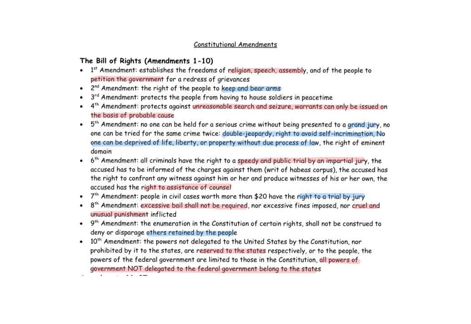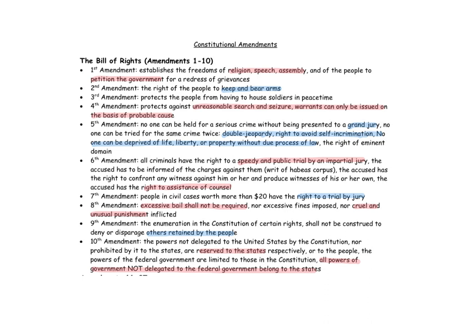The Fourth Amendment covers unreasonable search and seizure, so you've got to have good reason to stop somebody, search them and their property, and seize their property, and also warrants can only be issued on the basis of probable cause. So later on in the 20th century, we're going to get debates over Miranda rights, and you will have seen in television shows when somebody's arrested, you have the right to remain silent. If you cannot afford an attorney, one will be provided for you, etc., etc. That has its origins in the Fourth Amendment.